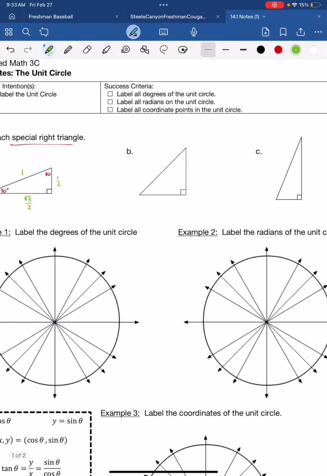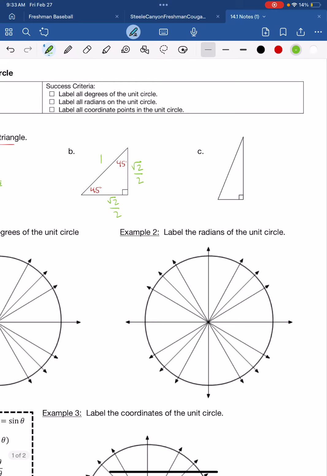This next one, you can see both of these sides are the exact same length. So when that's the case, you have a 45, 45, 90 triangle. So 45 degrees and 45 degrees there. So the way that we would label our triangle for this one, our hypotenuse is 1. And then the sides are root 2 over 2 and root 2 over 2.